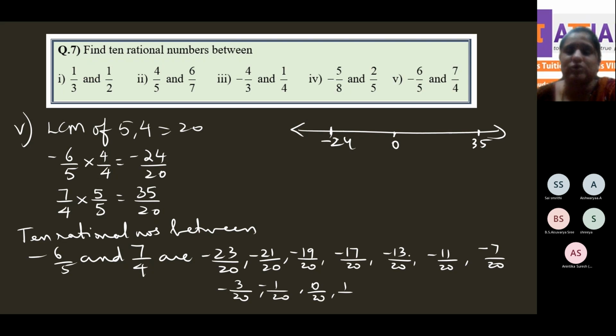All these positive numbers you can write. Minus 1 by 20, 3 by 20. Children, I'm sure you all understand well. So write any 10. The LCM of the denominators 5 and 4 is 20. So bring the rational numbers to the same denominator 20. Look at the numerators, minus 24, 35. There is enough space. Now insert 10.